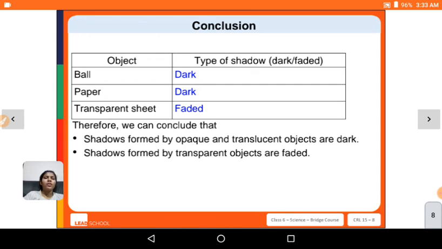Why? Because shadows formed by opaque and translucent objects are dark. Because they do not allow any light to pass through, a dark shadow is formed. And in a transparent sheet, many light rays pass through it and the shadow formed is faded.